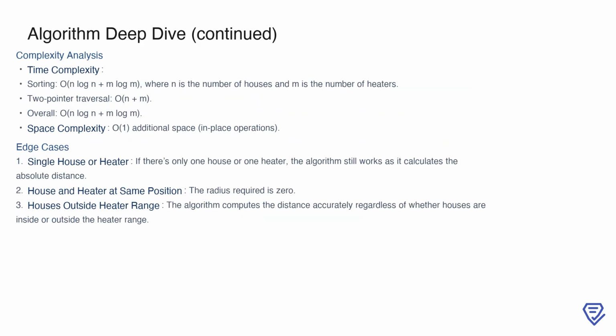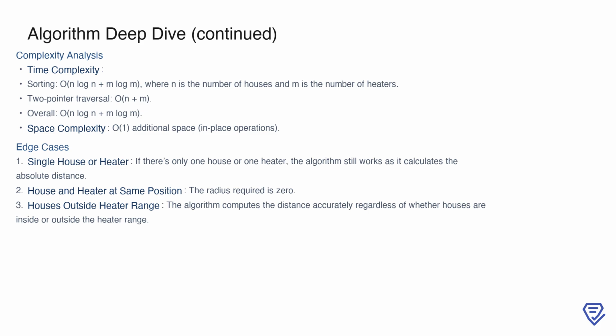Now let's analyze the complexity of the algorithm. The time complexity consists of two main components, sorting and traversal. Sorting the houses and heaters lists takes O(n log n + m log m), where n is the number of houses and m is the number of heaters. The subsequent two-pointer traversal operates in O(n + m), as each element in both lists is processed at most once. This gives the overall time complexity of O(n log n + m log m). Space complexity is O(1), since we perform all operations in place without using additional data structures.